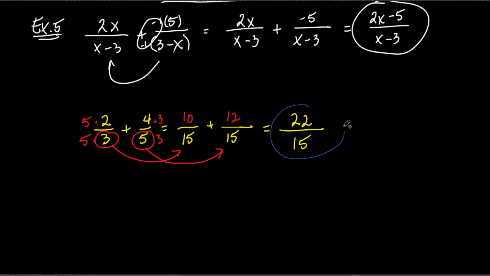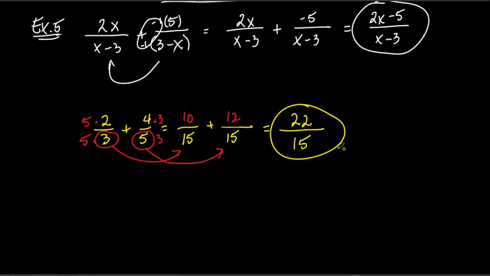And I just leave it like that, as long as it's reduced. Is it reduced? Yeah. Only 3 and 5 go into 15. 3 or 5 doesn't go into 22. So nothing reduces. You don't need to change it to a mixed number. Okay? You don't have to in a math class.